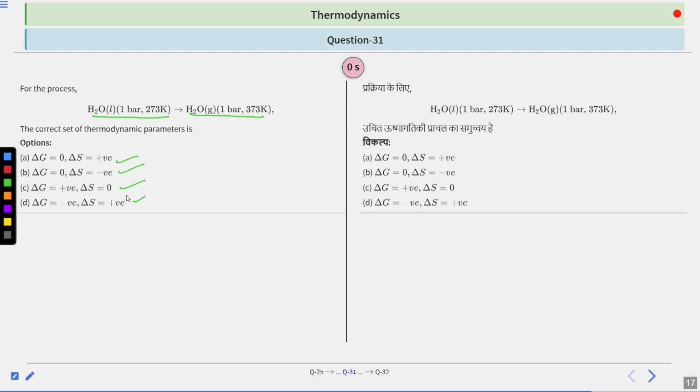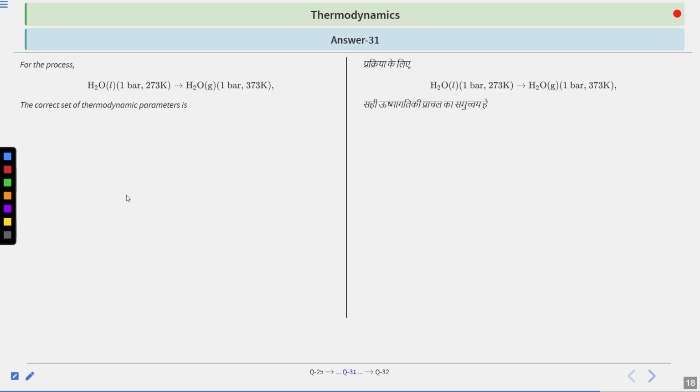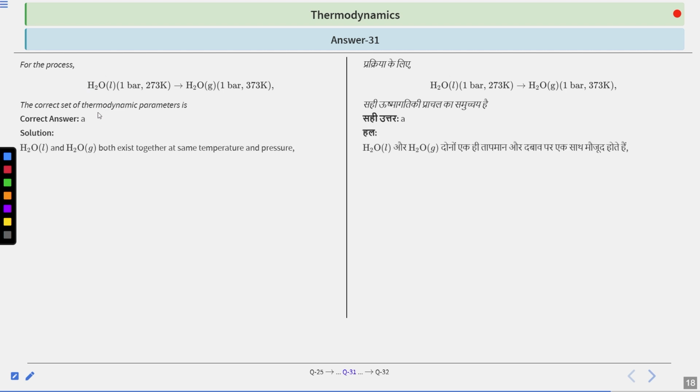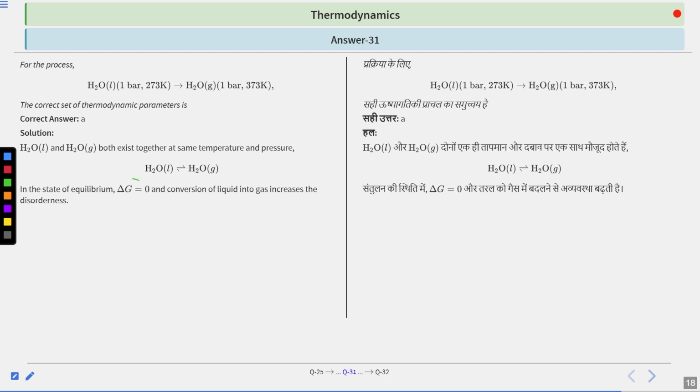Now let us see the solution. So this was your question. Since this process is at equilibrium, you can easily predict your change in Gibbs free energy. So for those who have solved, the correct answer is A. Because H2O liquid and gas both exist at the same temperature and pressure, that means an equilibrium is being established. Hence your delta G will be 0, and conversion of liquid into gas increases the disorderness, so your delta S is positive. So two things.